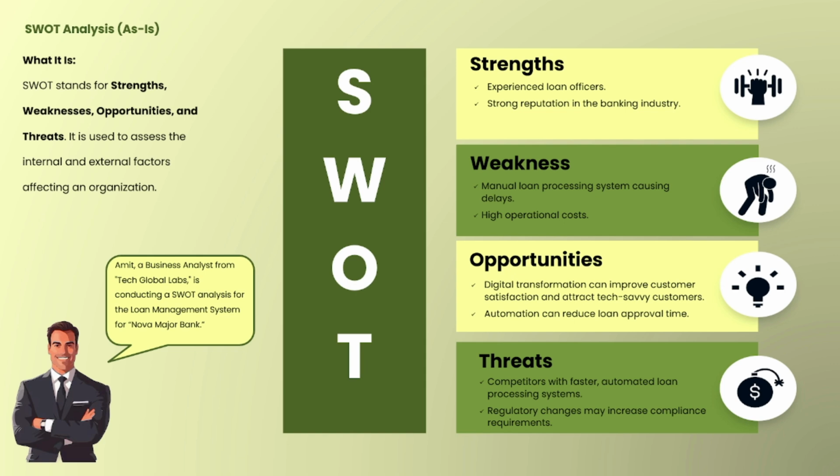From the SWOT analysis, we can conclude that the current loan management system at Nova Major Bank has a structured process but struggles with manual work and slow approvals. There's a chance to improve efficiency with automation, but regulatory changes may increase compliance requirements. So in this way, we can conclude the SWOT analysis for as-is.